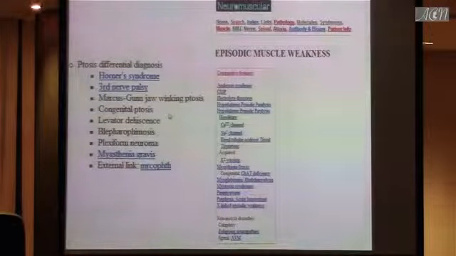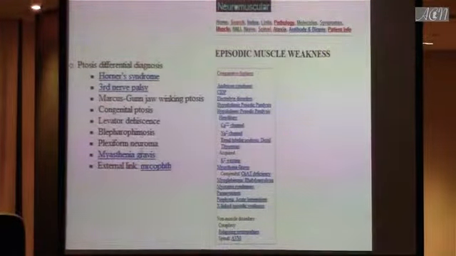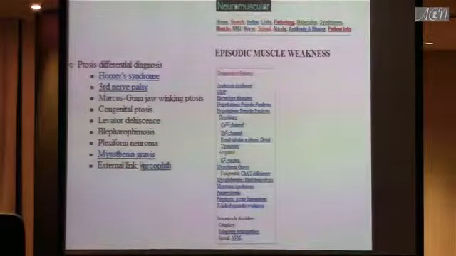You push on that, and you end up with this page. Horner syndrome, Schwartz-Jampel, Marcus Gunn jaw-winking ptosis. I have seen it one time in my life. Congenital ptosis, levator dehiscence, and you go down through almost every single disease that causes ptosis. If you are dealing with episodic muscle weakness, you can also find all the information about episodic muscle weakness. You can use it to help you with the diagnosis and also to obtain information about a disease, in case you want to educate yourself about Guillain-Barré syndrome.